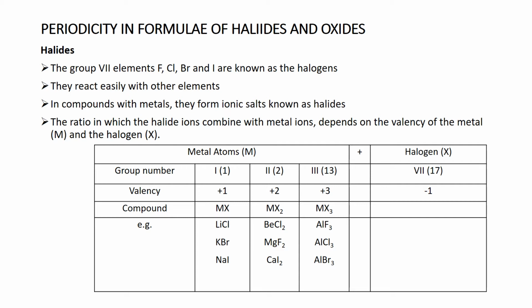And if a halogen again reacts with a group 3 metal element, the formula will be MX3, with the halogen taking the valency of the metal, which in this case is 3. If aluminium reacts with fluorine, which is a halogen, then the formula will be AlF3. And then you have other examples as well.